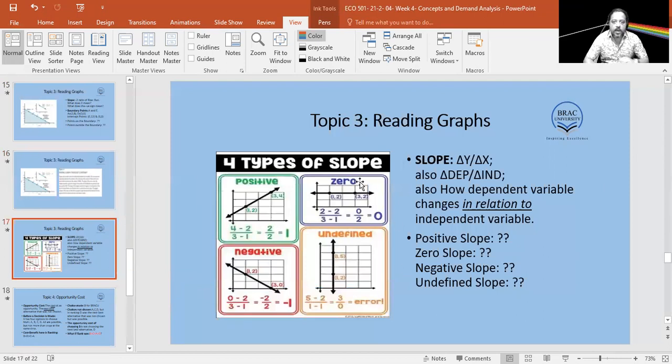Now, as we are doing reading graphs, we will be looking at these in detail during the discussion class: what is a positive slope, why is it positive, this is zero, why this will become infinity or undefined in economics, this is negative, this is undefined in mathematics, but this will be zero in economics. I'm not going to do it here. I'm going to do it in the class to make it more transparent.